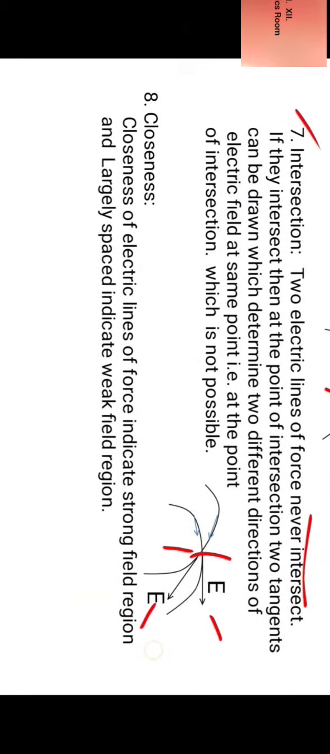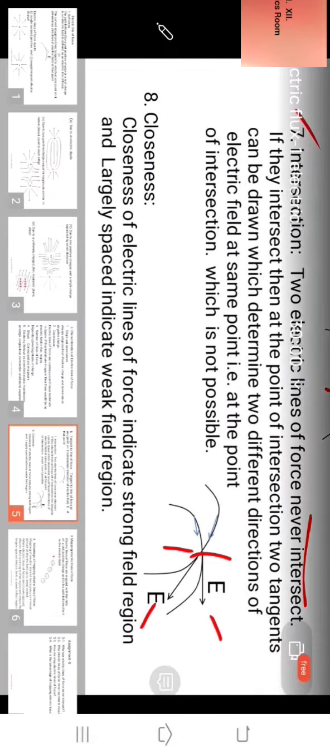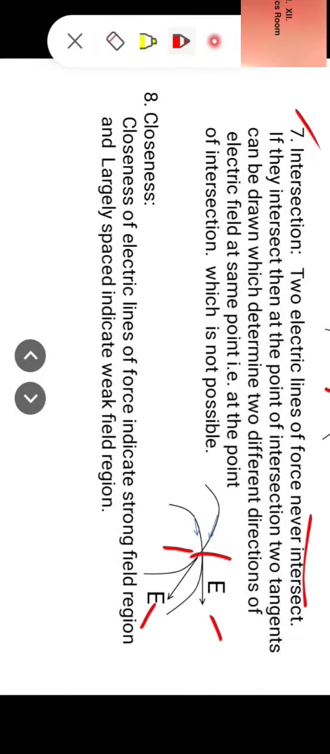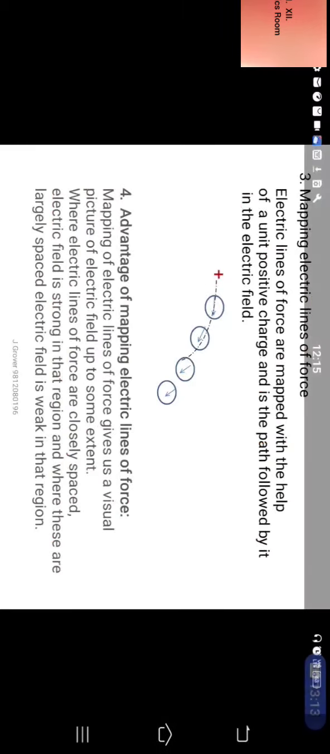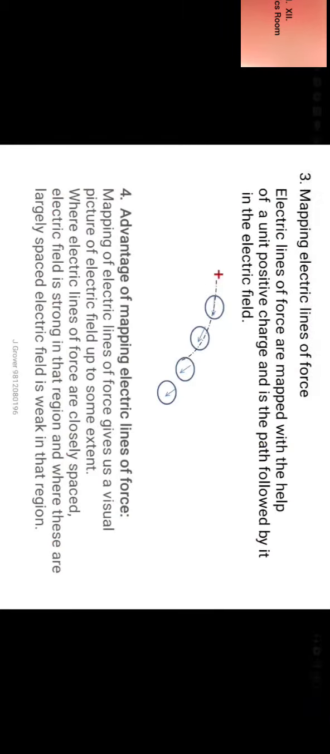Now closeness. Closeness of electric lines of force indicate strong field region, and largely spaced indicate weak field region. So this is all about electric lines of force.